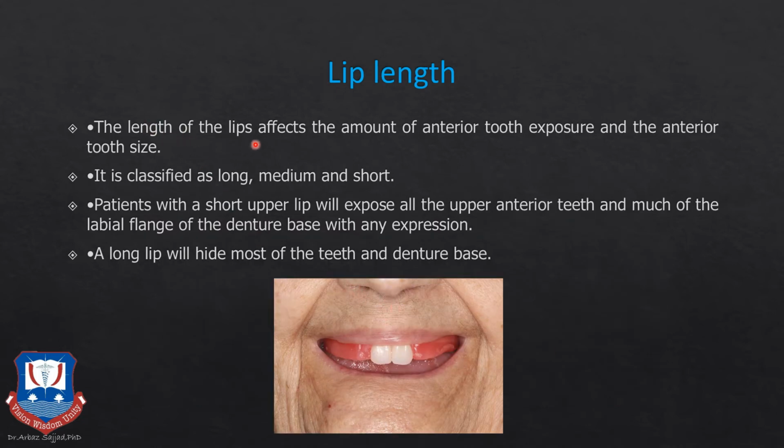Length of the lip affects the amount of the anterior teeth show, that is, exposure of the anterior teeth. In the same way, in a natural dentition we have patients with no show of the anterior teeth and patients with severe gummy smiles due to the increased height of the maxilla. Similarly, in denture patients also, depending on the length of the lip, it can be long, medium, and short, and it will directly affect the display of the teeth during smiling or during speech. A patient with a shorter lip will expose all of their upper anterior teeth and much of the labial flange, whereas a patient with a long lip will hide most of the teeth and the denture base.